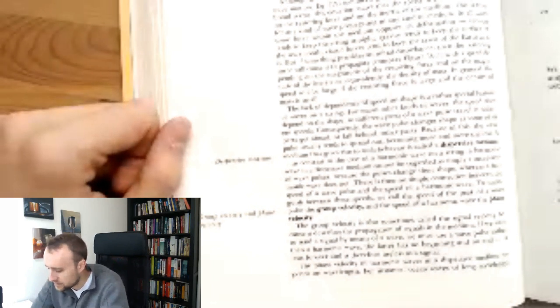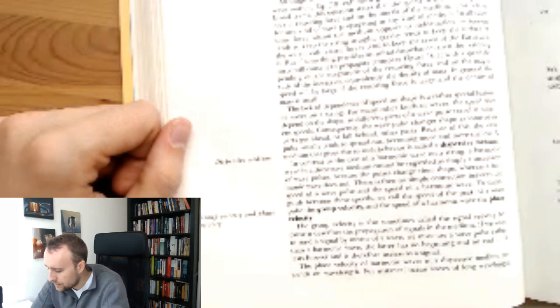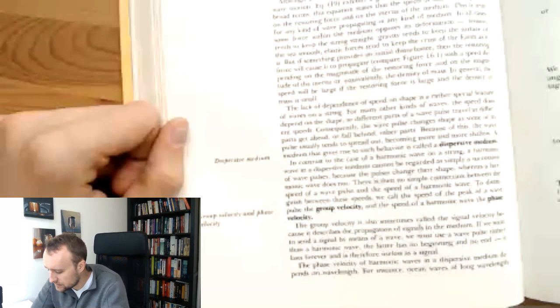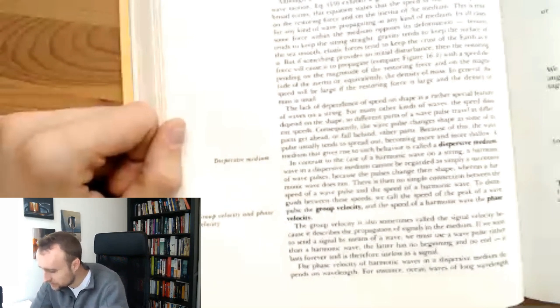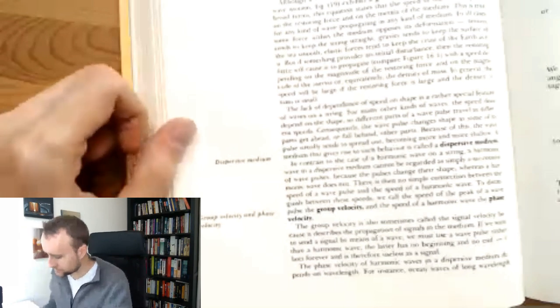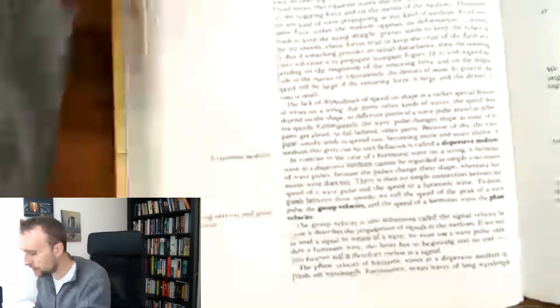If we want to send a signal by means of a wave, we must use a wave pulse rather than a harmonic wave. The latter has no beginning and no end, lasts forever, and therefore is useless as a signal. The phase velocity of harmonic waves in a dispersive medium depends on wavelength. For instance, ocean waves of a long wavelength have a higher velocity than those of a short wavelength. Discuss this characteristic of ocean waves.